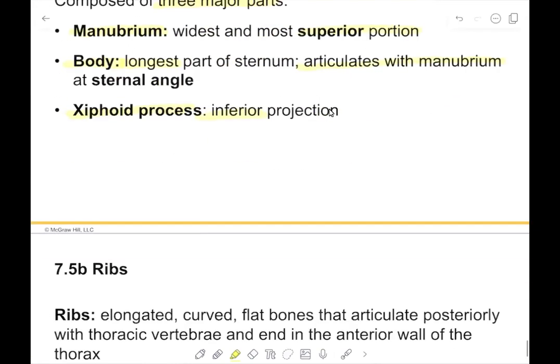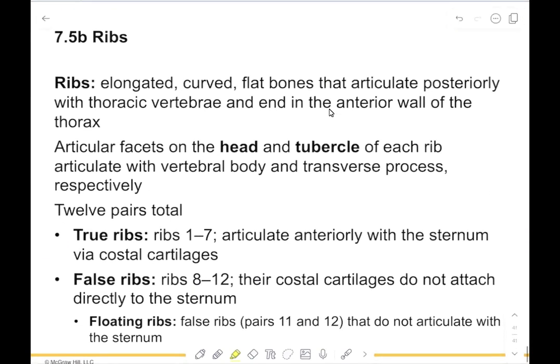The ribs are elongated, curved, flat bones that articulate posteriorly with the thoracic vertebrae and end in the anterior wall of the thorax, where many of them, especially the true ribs, ribs 1 through 7, are going to directly articulate with the sternum. The ribs have articular facets on the head, as well as the tubercle of each rib that articulates with the vertebral body and the transverse process.